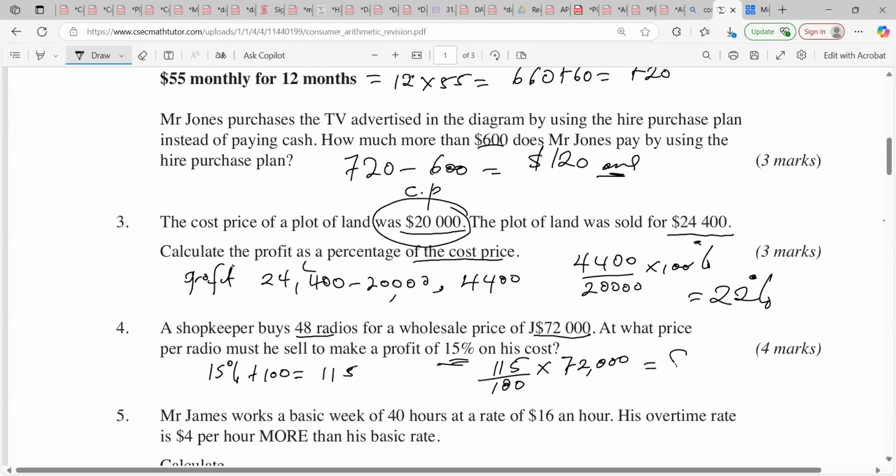So the grand total that you need to make is 82,800. Now, we need to know how much you're going to sell per radio, right? Because I think that's what they ask, per radio. So all we need to do is divide this by the total number of radios, which is 48. So 82,800 divided by 48.